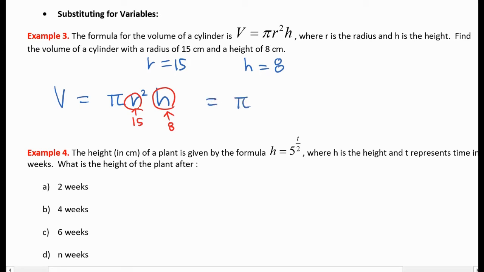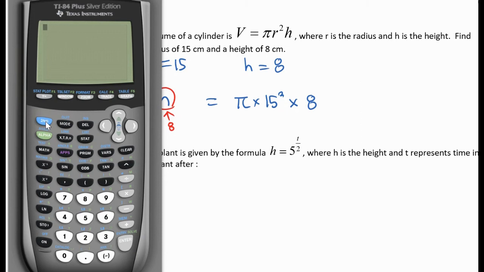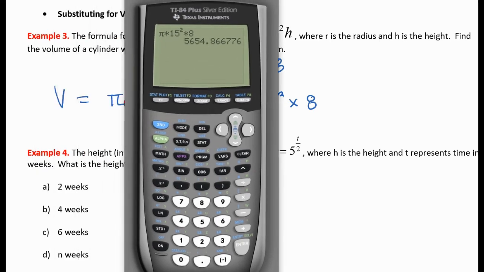Then we get pi times r squared times h. Multiplication is hiding in between two variables, pi and r. So pi times 15 squared times 8. Now you can just put this into your calculator. Pi times 15 squared times 8. Then that is 5,654.8.